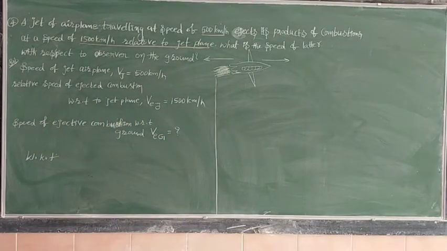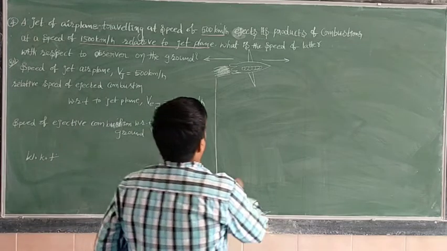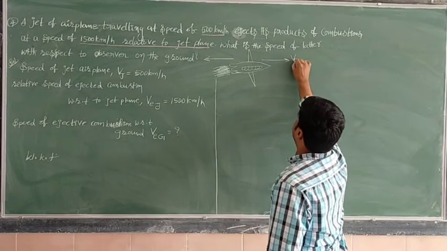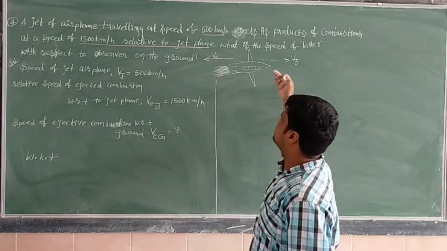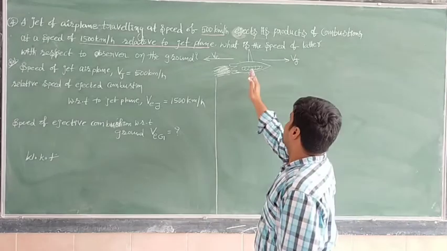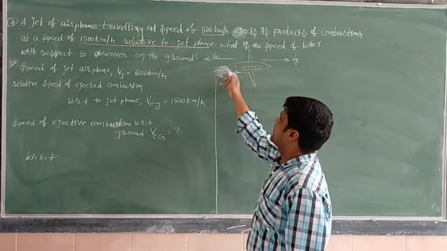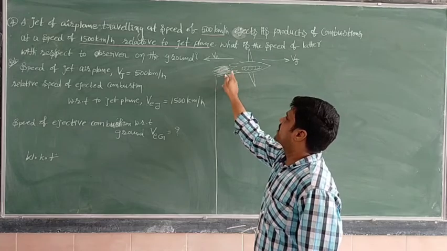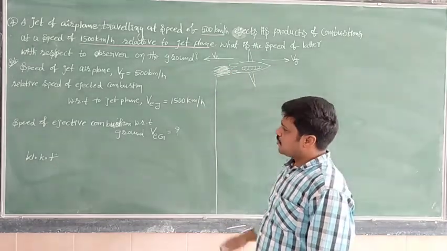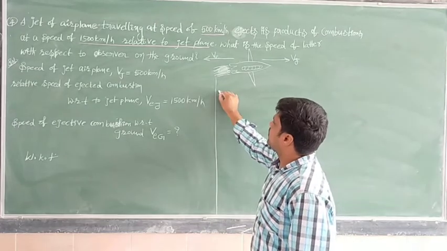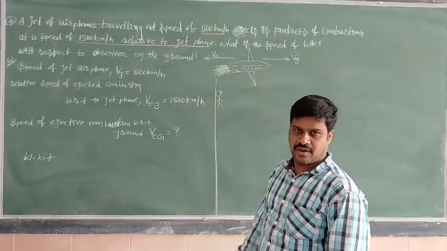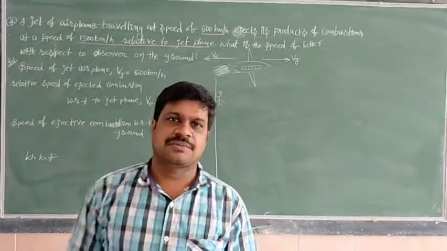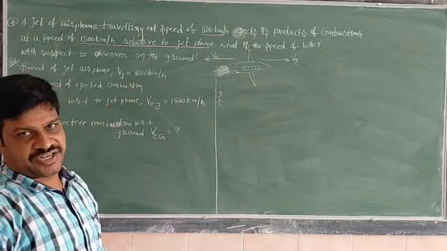What is the speed of the latter with respect to an observer on the ground? Here, this is the speed of the jet in this direction, and this is the speed of the ejected combustion in the opposite direction. The aeroplane is moving in this direction, releasing the combustion smoke in the opposite direction. So the question is: with respect to the observer on the ground, what is the speed of the combustion ejection? We have to find it.